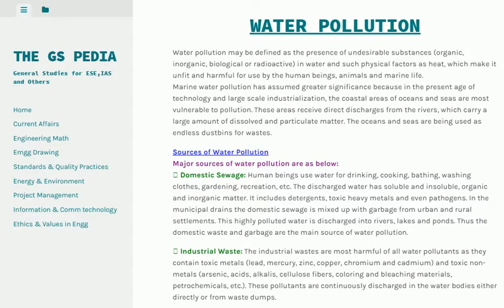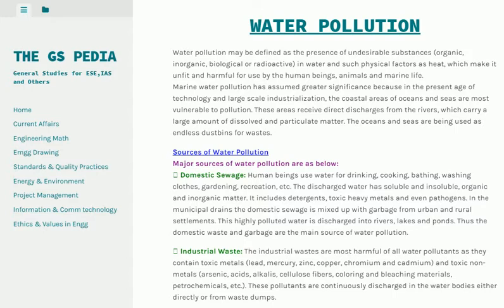Sources of water pollution. Major sources of water pollution are as below. Domestic sewage. Human beings use water for drinking, cooking, bathing, washing clothes, gardening, recreation, etc. The discharged water has soluble and insoluble, organic and inorganic matter. It includes detergents, toxic heavy metals and even pathogens.